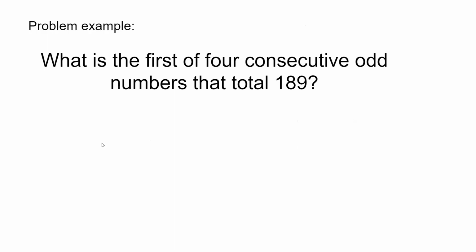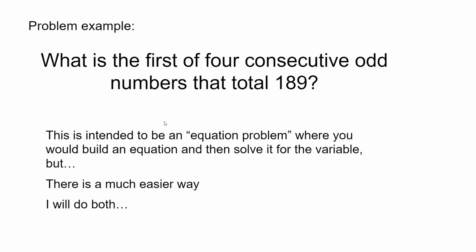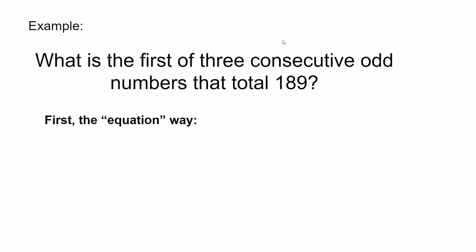Here's a problem example. What is the first of four consecutive odd numbers that total 189? These problems will give you the total. These are intended to be an equation problem, and that's why they show up in the equations section of the Kaplan book. And what they want you to do is to build an equation and then solve for the variable. But there's a much easier way. But I'd like you to see both. So I am going to do both methods. We'll start with the harder way.